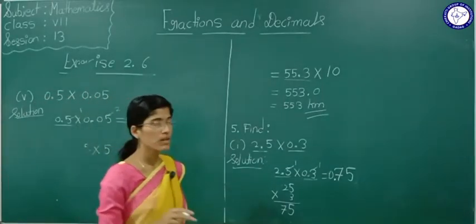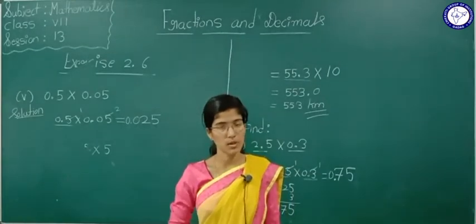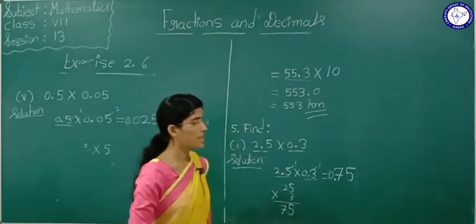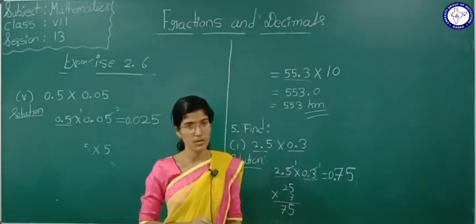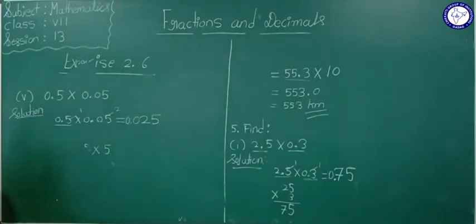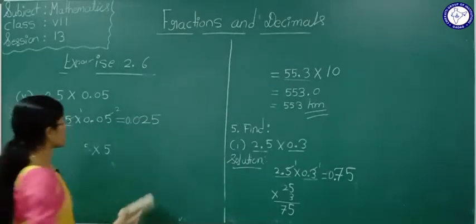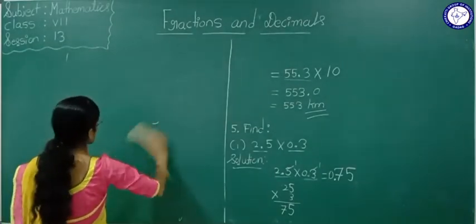So this is about exercise 2.6. Now we come to know how to do the multiplication of decimal numbers. Now we are going to see how to do the division of decimal numbers. Our next concept is division of decimal numbers.